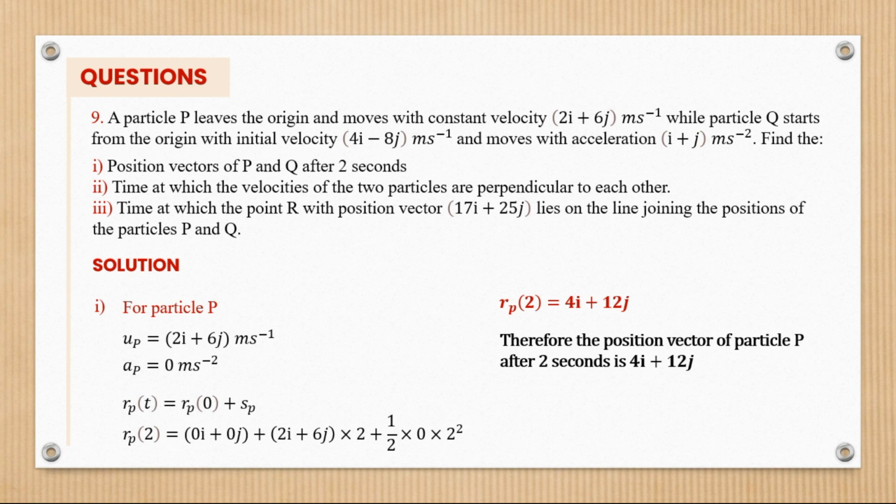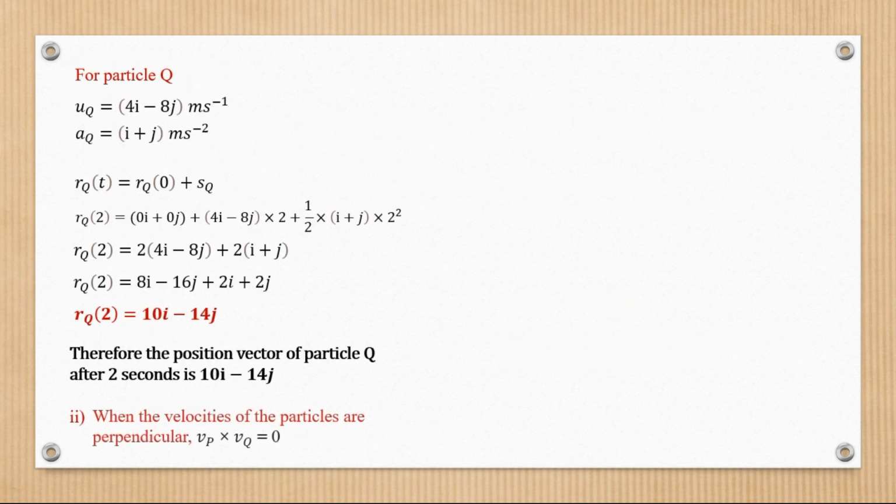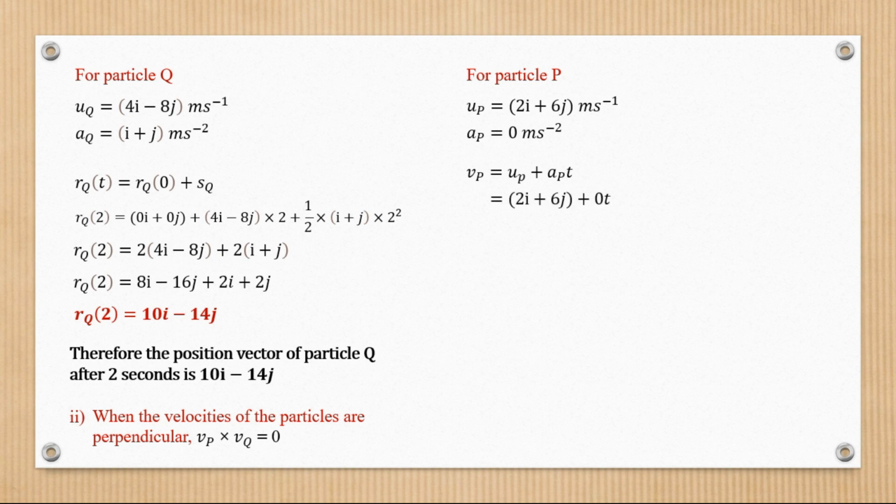In part 2, we're told to find the time at which the velocities of the two particles are perpendicular to each other. What we should know is that when the velocities of the particles are perpendicular, Vp dot Vq is equal to 0. So let's look at particle P and find the value of Vp. Up is 2i plus 6j meters per second, Ap is 0 meters per second squared. So Vp is Up plus Apt, which is 2i plus 6j plus 0t, because we know that Ap is 0. Multiplying that out, Vp is equal to 2i plus 6j meters per second.